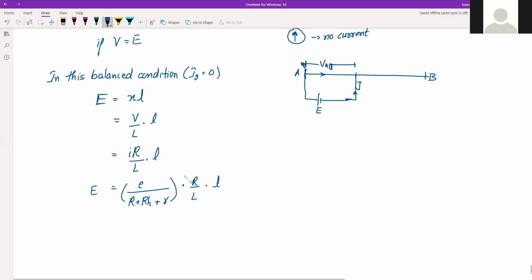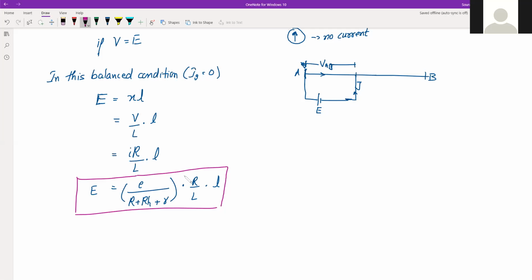The unknown EMF is this, right? So this is how we find the unknown EMF of the cell, by this formula. Or you can say this is the principle of the potentiometer circuit. Now out of this, E is known, R, the resistance per unit length, will be known, and the balancing length we will be calculating. At that point we will know the resistance of the wire, the rheostat value, and the EMF and internal resistance of the cell. So this is about the potentiometer.